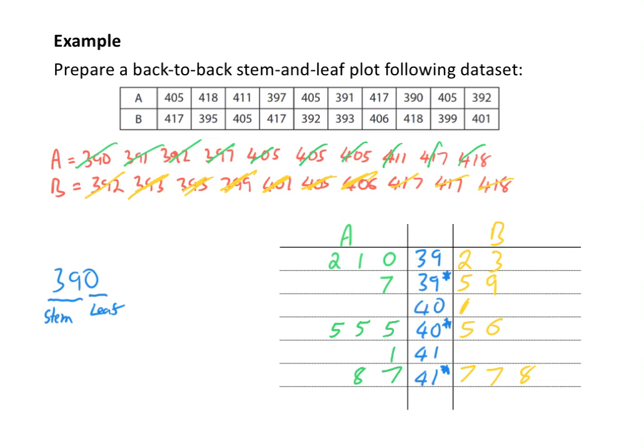I need to go and add in my key, putting in my leaf and a stem example. So a stem of 39 and a leaf of 2 is going to equal 392. So that is how you prepare a back-to-back stem and leaf plot.